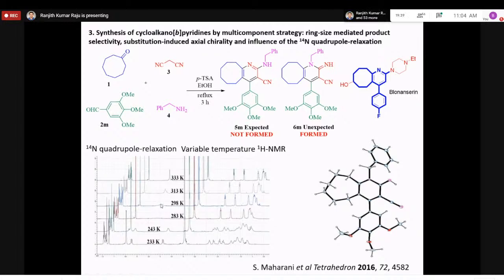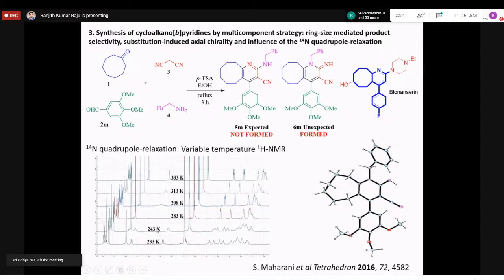So in the literature we learned that when you increase the temperature, the quadrupole relaxation is nullified, and you can get sharp signals for the affected proton. As studied, we did the variable temperature NMR, and you can see that gradually when we increase the temperature, the CH2 singlet appears as a sharp signal here at 333 Kelvin.